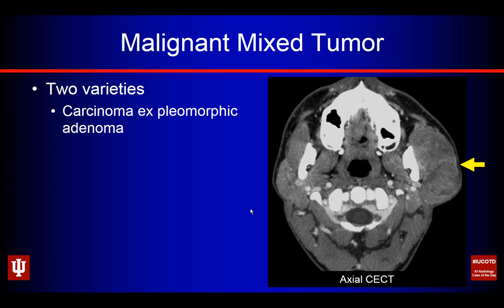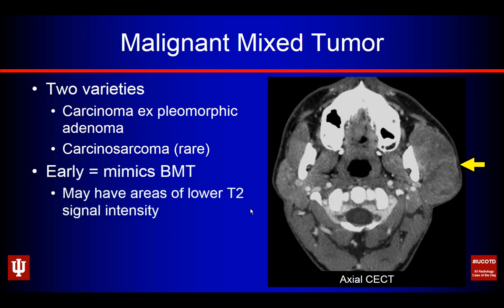Next is the malignant mixed tumor, and this comes in two flavors. You can have carcinoma ex pleomorphic adenoma, again those BMTs that broke bad, or you can very rarely have a carcinosarcoma, almost case reportable with those. Early on, these will oftentimes mimic benign mixed tumors because, truth be told, most of these probably started as benign mixed tumors at some point in their life. These may have areas that have decreased T2 signal intensity within them, and that's a helpful tip-off that maybe you're breaking bad and becoming something more aggressive like a malignant mixed tumor.